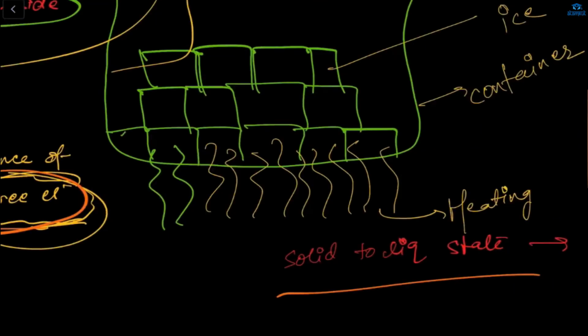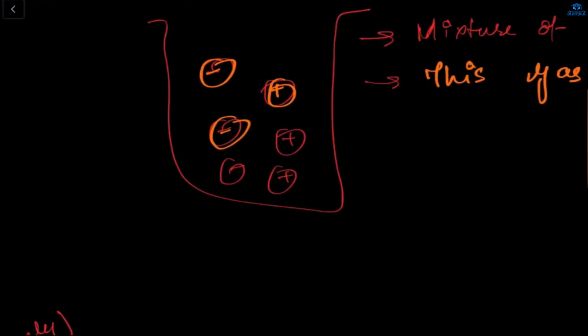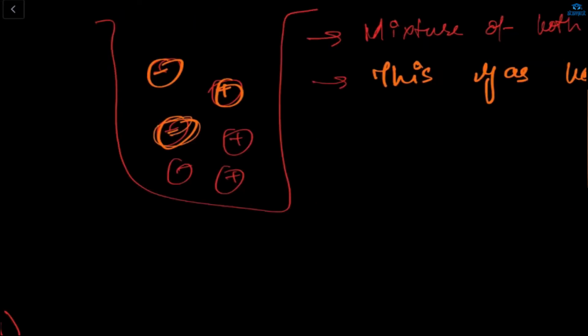So see here, what's happening? Like inside my beaker, this is my beaker. Let's say we give it heat, meaning thermal energy. Then what will happen? The electrons will come out from the influence of the nucleus, or from this container, and it will become a free electron.